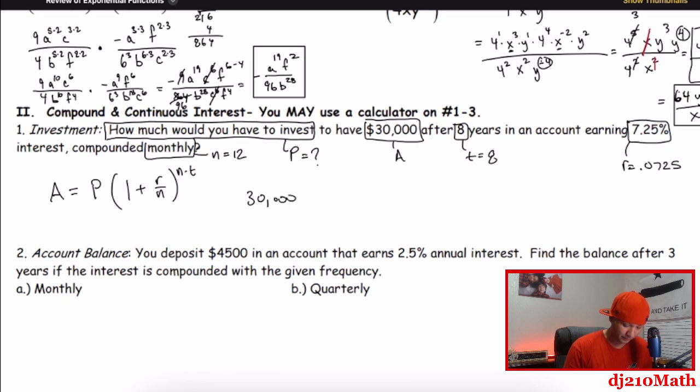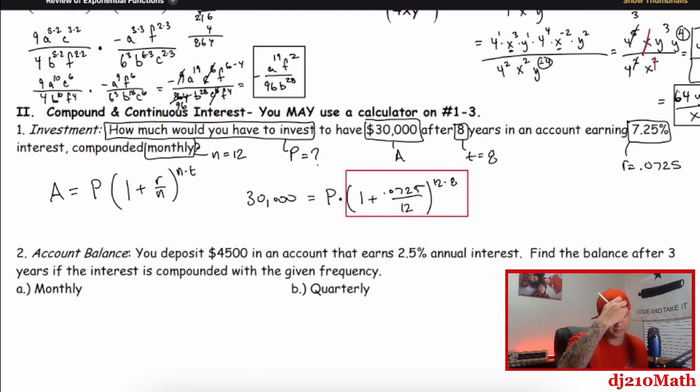So 30 grand is equal to some amount that we're looking for, right? Times 1 plus the rate. So 0.0725 over 12 because it's compounded monthly. And this is raised to 12 times the number of years, 8. Okay, so at the end of the day, this piece right here, this is just a number, right? Who knows what this number is, but it's a number, and it's being multiplied times P. So to solve for P, I'm going to have to divide by whatever this number is. So what I'm saying is that you're going to divide by all of that.